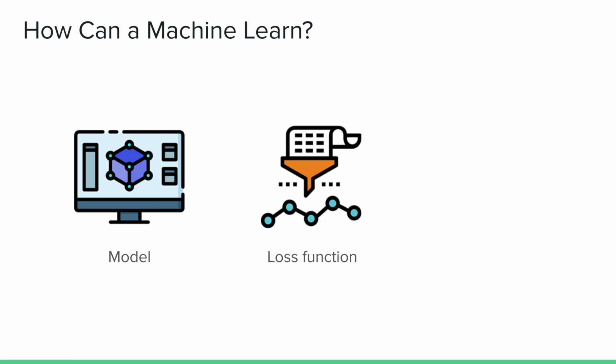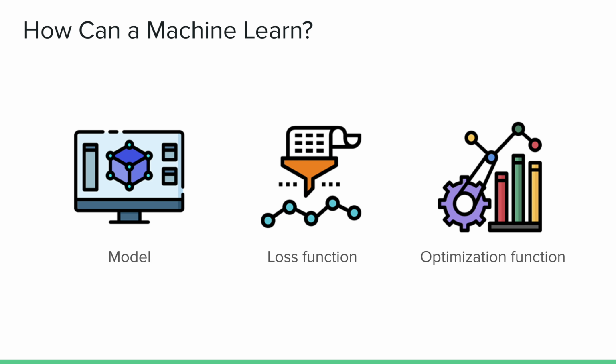And last but not least, if we have a set of computational rules and we know how good we're doing, we need to have a third part that actually helps us to get better. And this is our optimization function. And with these three things, we can actually teach a machine to learn something.